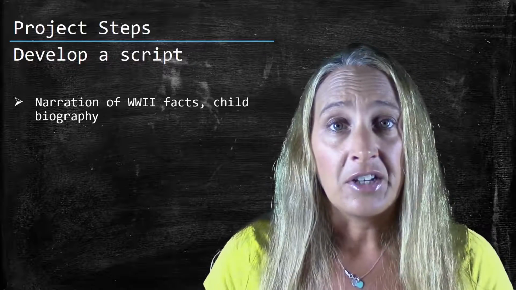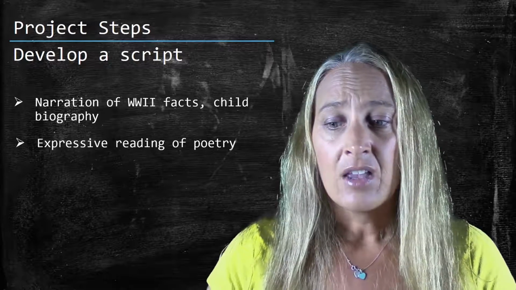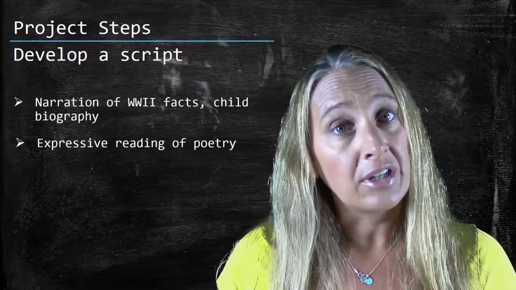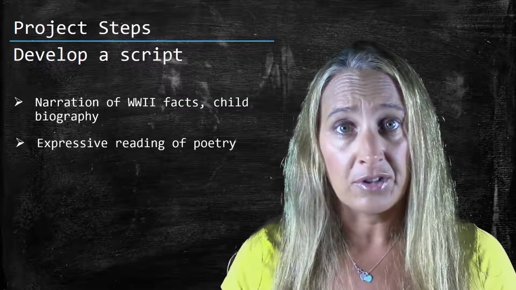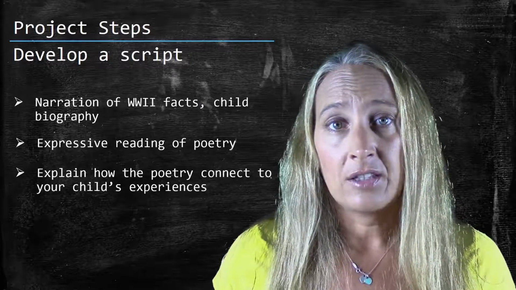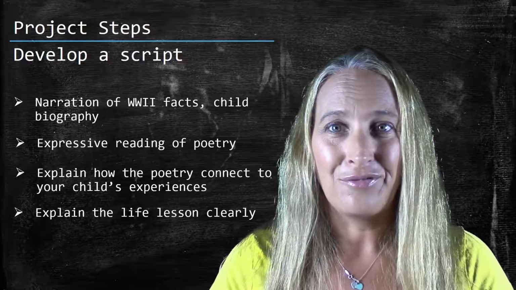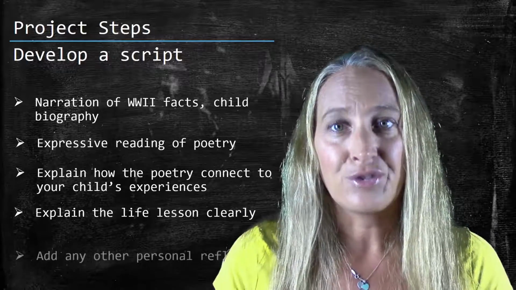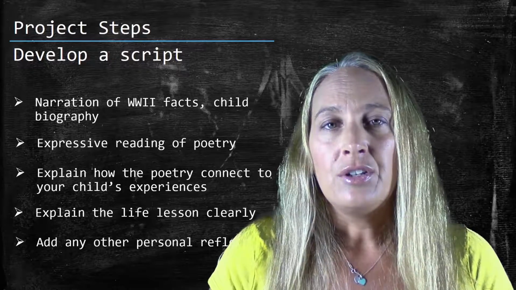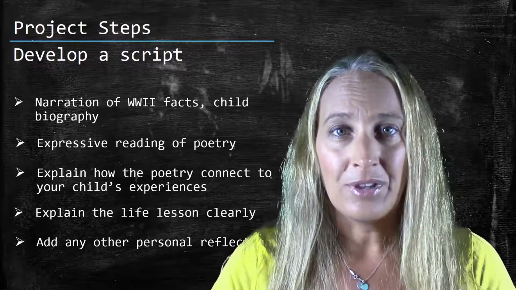You're going to have a narration of World War II facts and your child's biography. You're going to have an expressive reading of the poetry, the lines or the verses that you've included. You're going to explain how that poetry connects to your child's life. You're going to explain that life lesson that you've learned from this child in this tragedy. And then you can include any kind of personal narration or reflection that you would like to.